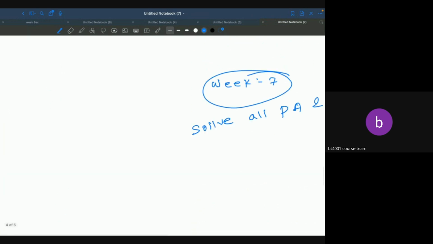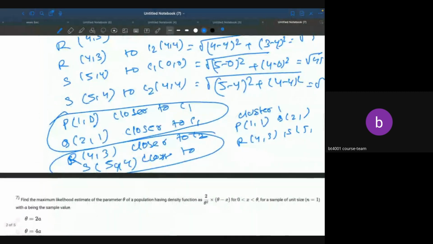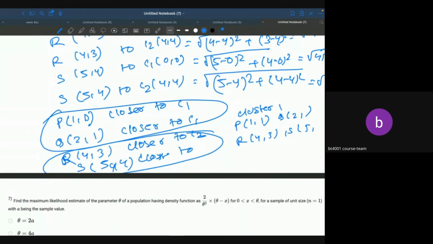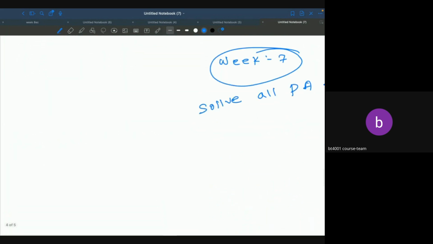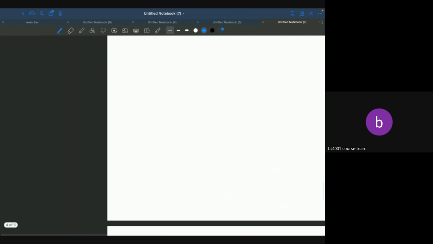Now for new centroids for C1. Suppose this is one cluster, and this is another cluster. So you have to create new centroids, right? So how to create new centroids?